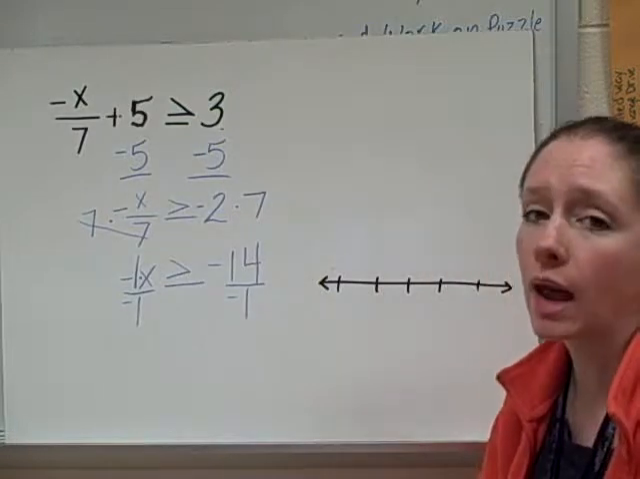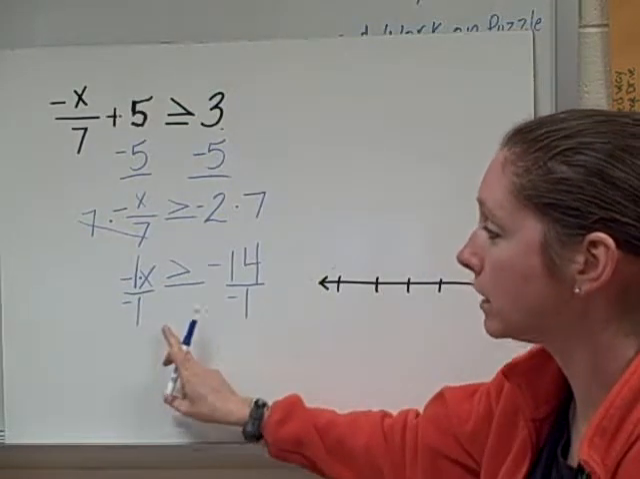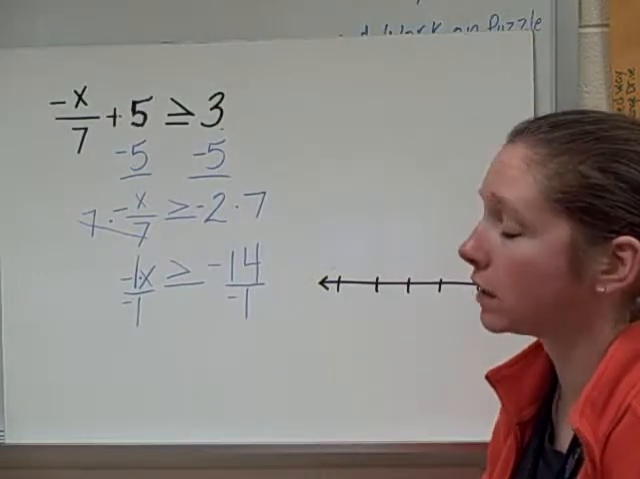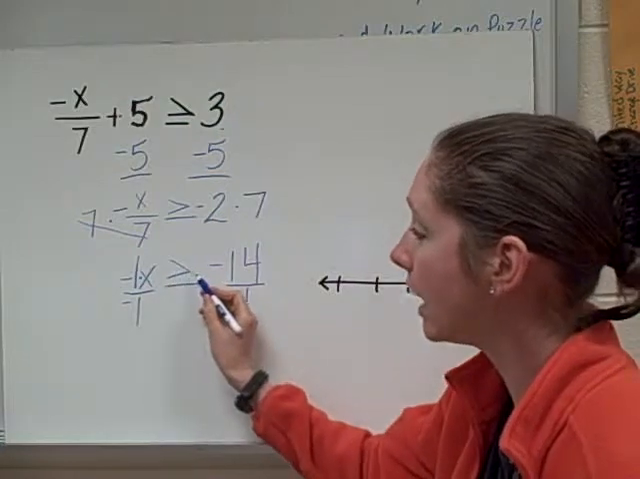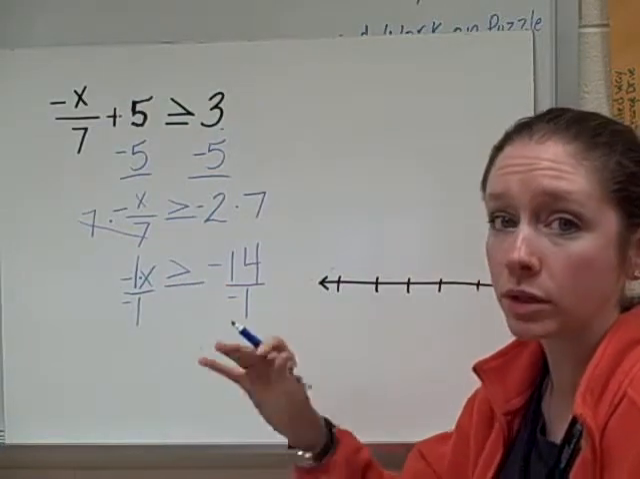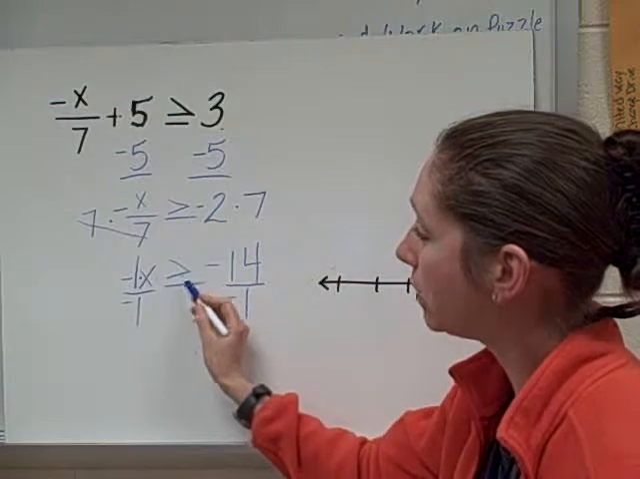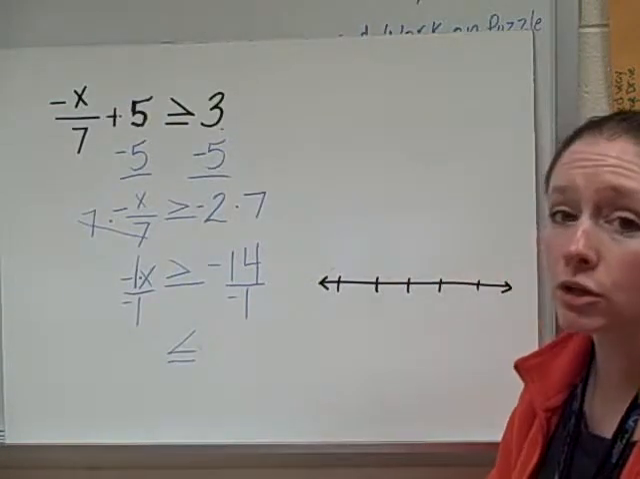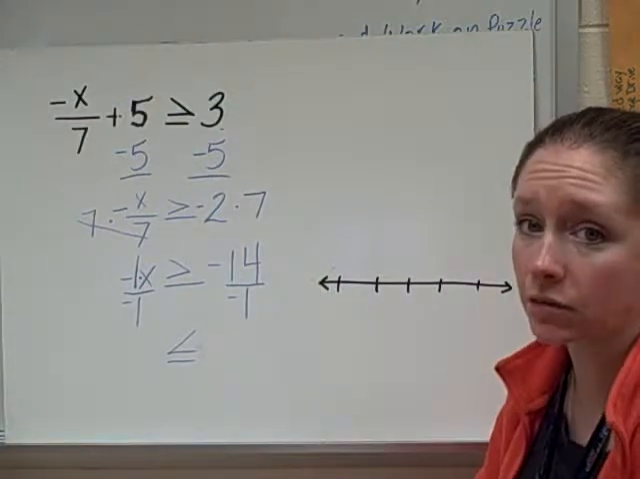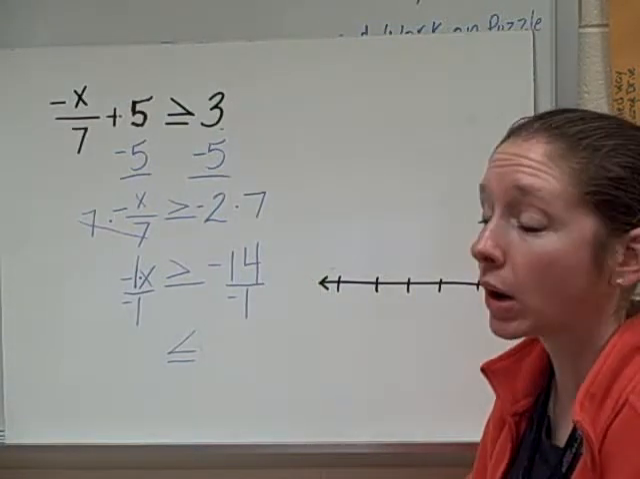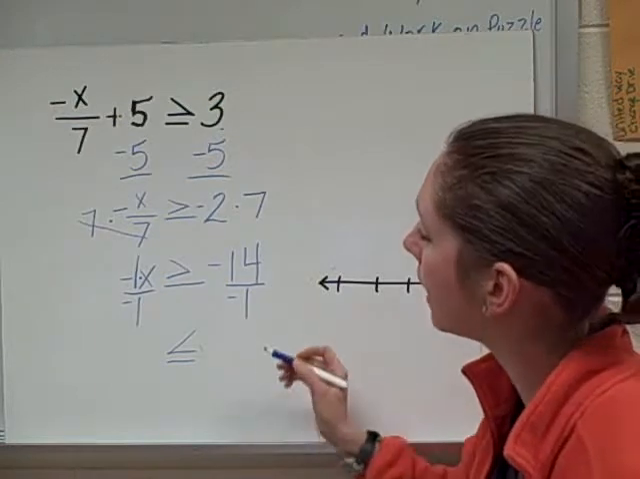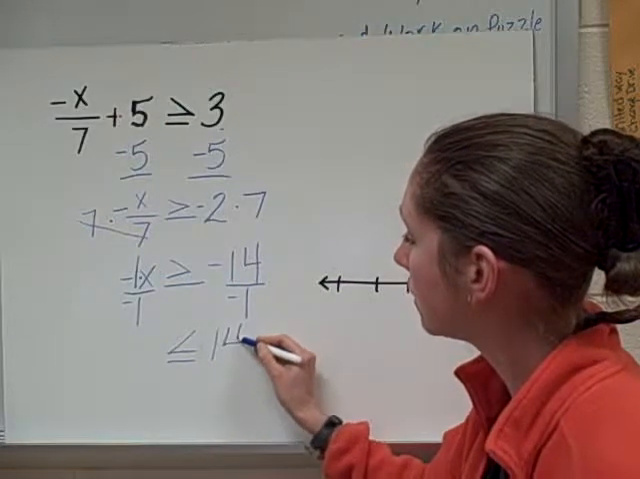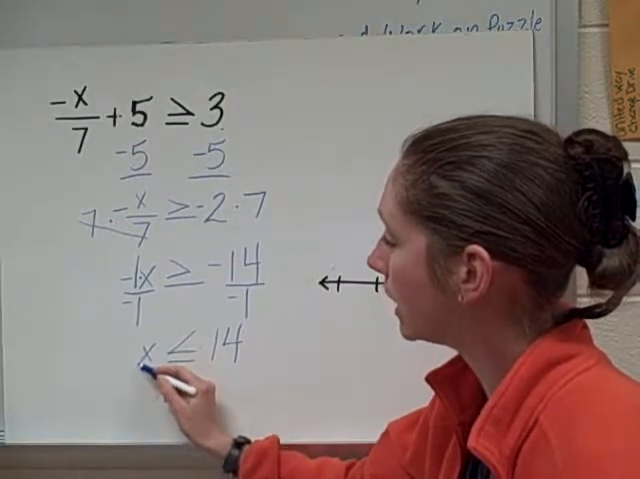Now something special happens when I divide both sides of an inequality by a negative. When I multiply or divide both sides of an inequality by a negative, the sign, meaning the inequality sign, is going to flip. So it goes from greater than or equal to, to less than or equal to. And that's connected to the fact that a negative and a negative multiplied or divided gives us a positive. It reverses our direction on a number line. So negative 14 divided by negative 1 is positive 14. And now I've got my x all by itself.